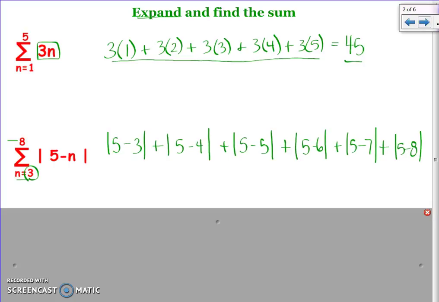I'm going to simplify this a little bit. We've got 2 plus 1, 0 plus 1 plus 2 plus 3. Notice these right here are positive because when you take the absolute value of a negative number, you get a positive number. Okay, so we really have 9. Okay, so that's expanding the formula again, and then just adding all of your numbers up.